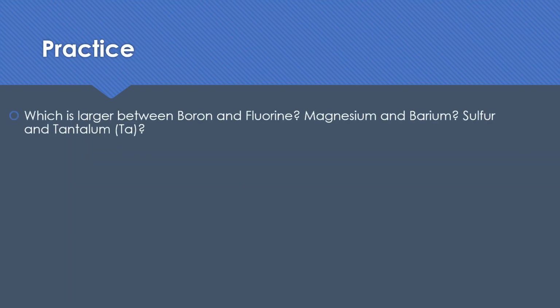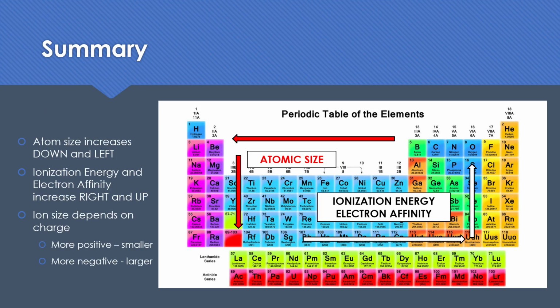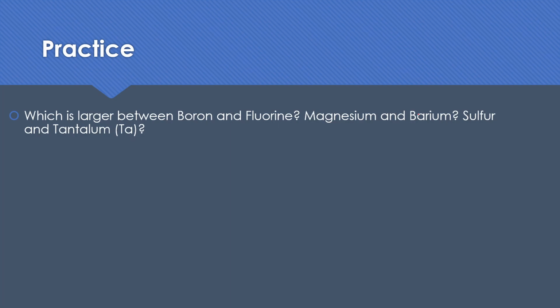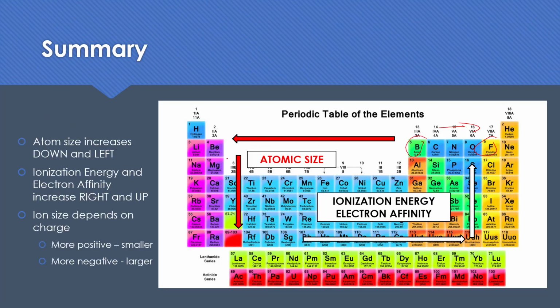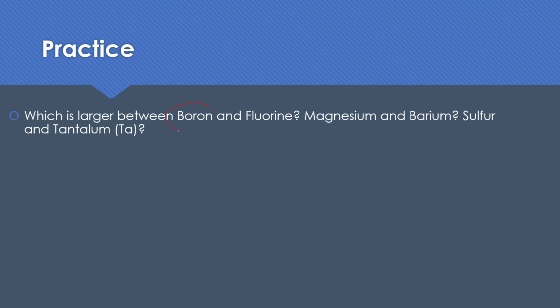So, which is larger between boron and fluorine, magnesium and barium, sulfur and tantalum? Here we need to look on the periodic table. Boron's here, fluorine's here. Fluorine is to the right of boron, so fluorine's going to be smaller, boron's going to be larger. Magnesium and barium: barium is below magnesium, so barium's going to be bigger. So boron is bigger, barium is bigger.